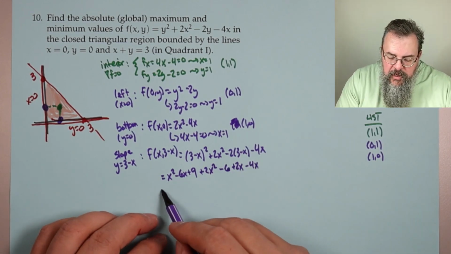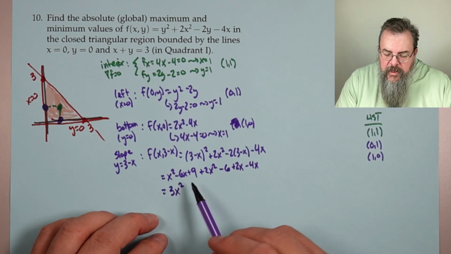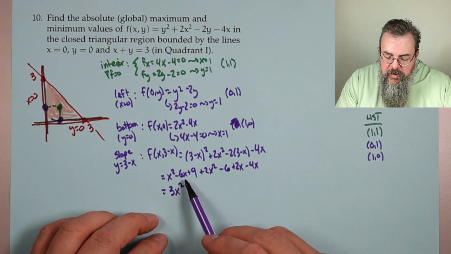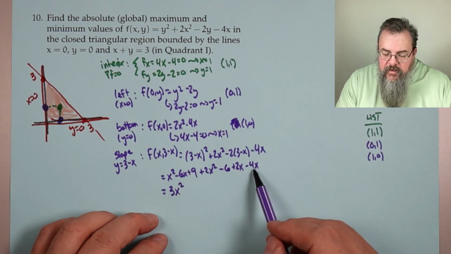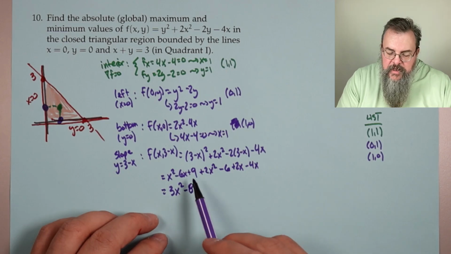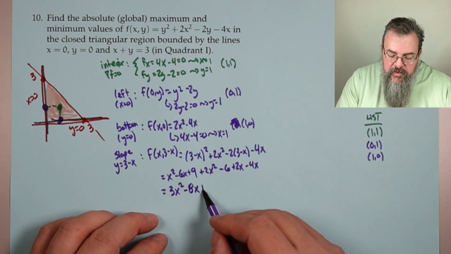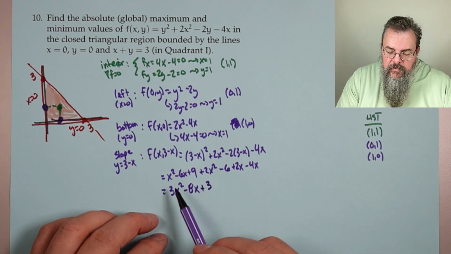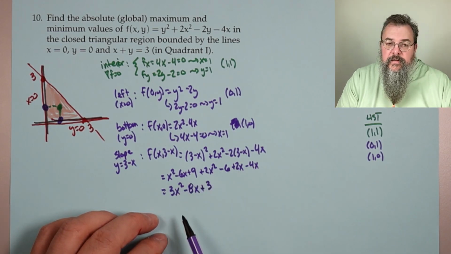So we see there's an x squared and a 2x squared. That makes 3x squared. A minus 6x, a plus 2x, that makes minus 4x, minus another 4x, so that makes minus 8x. And then we have a 9 and a minus 6. And so that makes up plus 3. So we've got the x squares accounted for, the x's accounted for, and the constants.